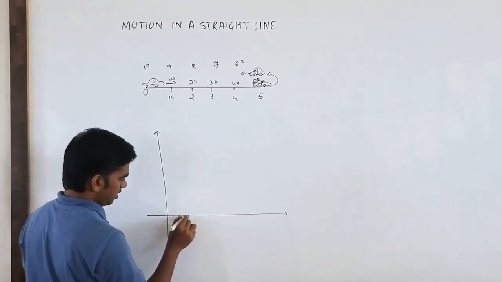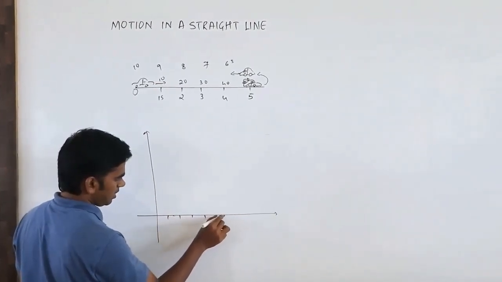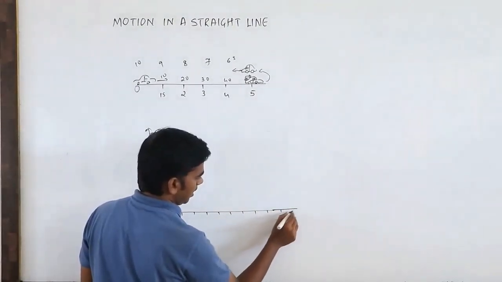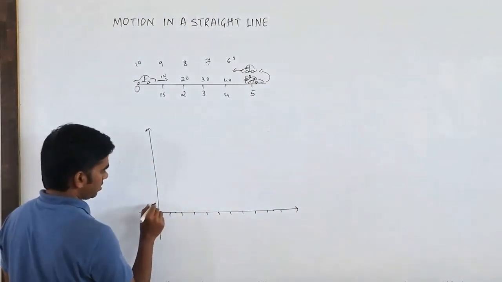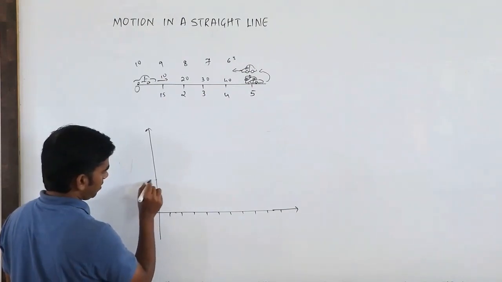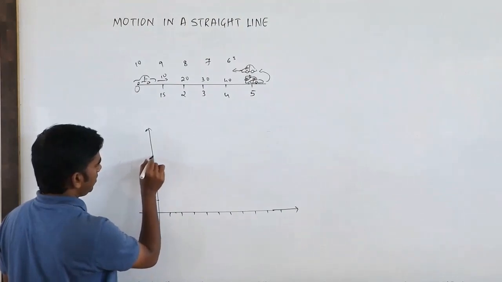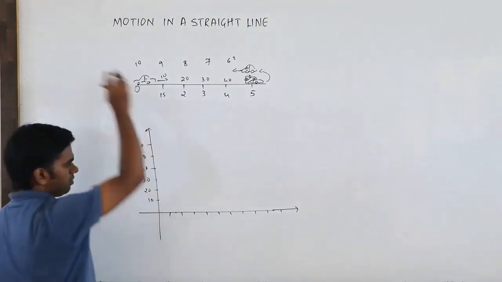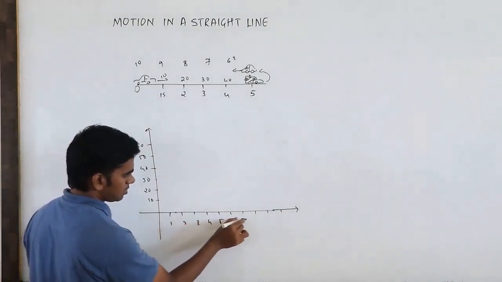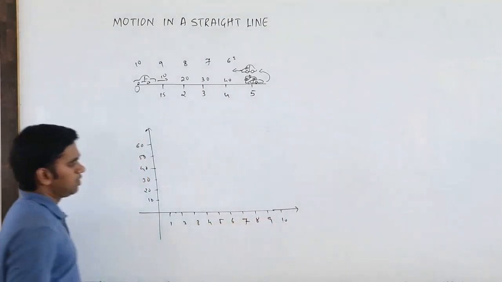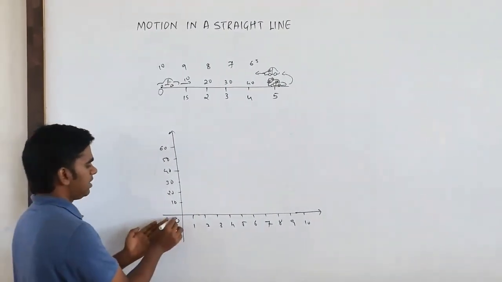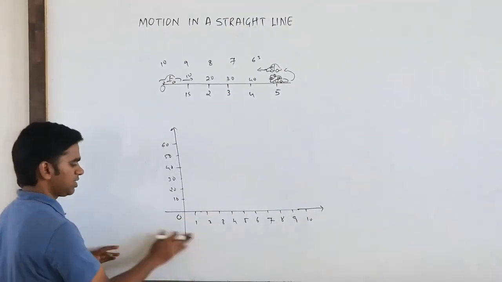So 1 second, 2 second, 3 second, 4, 5, 6, 7, 8, 9 and 10. Okay, so on this side not much is required. So 10, 20, 30, 40, 50, 60, 70, and so on like that. If I plot the graph now for this motion, or they may give the graph, they may ask you what is the type of motion, or they ask you to describe the motion.